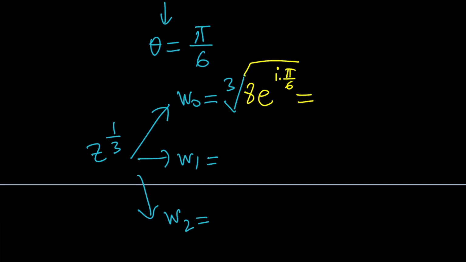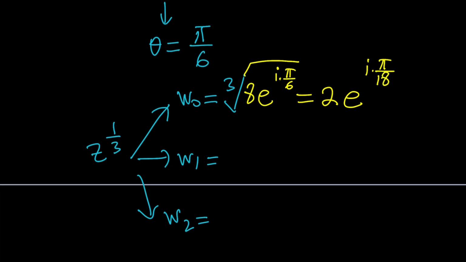You're going to go ahead and cube root the 8, which is going to give you a 2. And when you raise e to the power i pi over 6 to the power 1/3, it's going to be multiplied by 1/3. Therefore, it's going to give you e to the power i times pi over 18. Make sense? That is the first cube root.